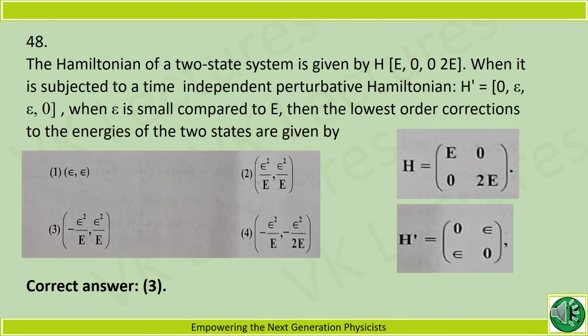The Hamiltonian of a two-state system is given by H equal to the matrix with E, 0, 0, 2E, when it is subjected to a time-independent perturbative Hamiltonian H dash equal to the matrix with 0, epsilon, epsilon, 0. When epsilon is small compared to E, then the lowest order correction to the energies of the two states is given by, the correct answer is option 3: minus epsilon square by E and epsilon square by E.